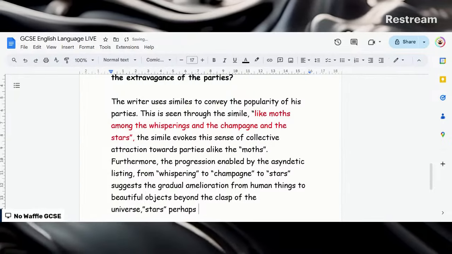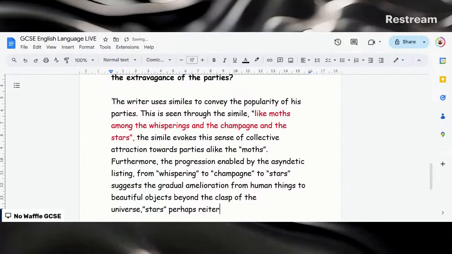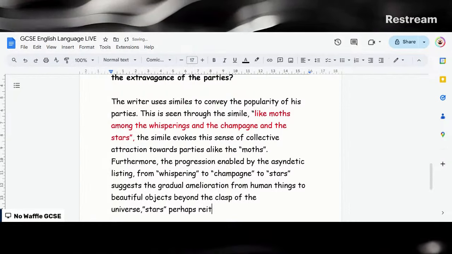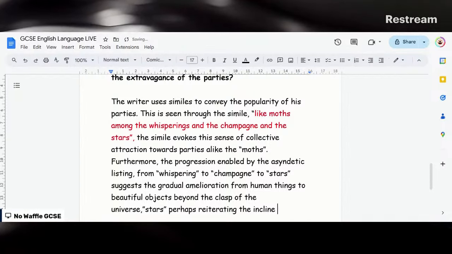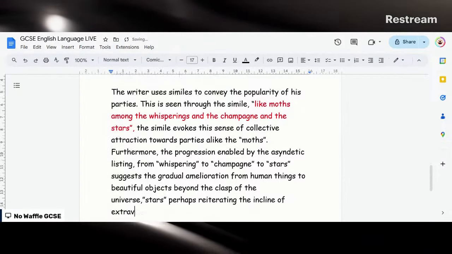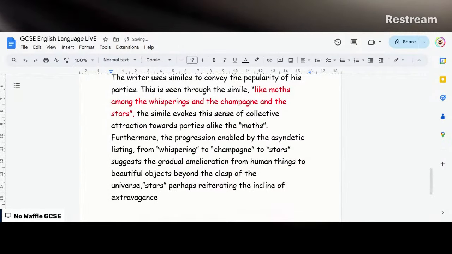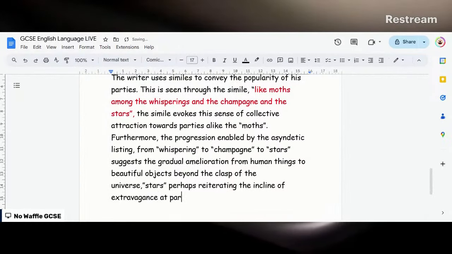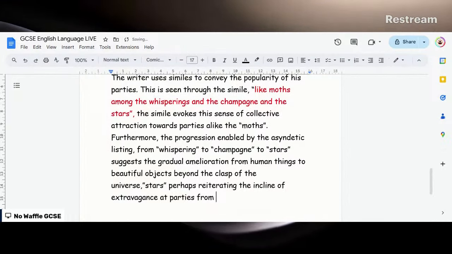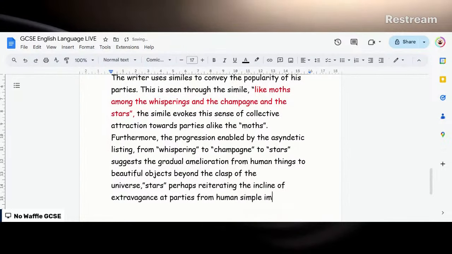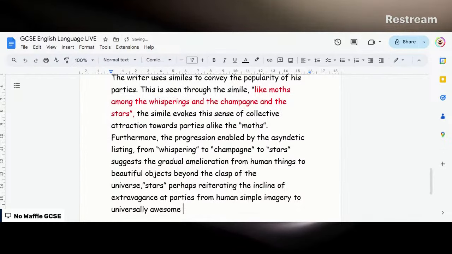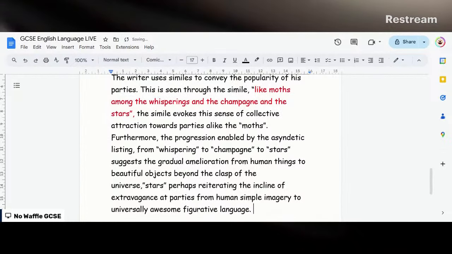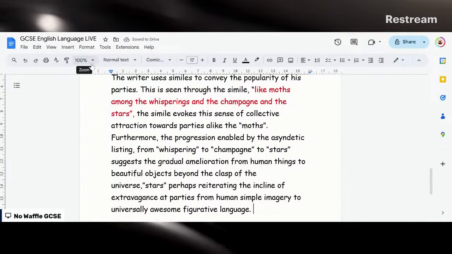Perhaps reiterating the incline of extravagance, so we're using the words in the question, perhaps reiterating the incline of extravagance at parties from human simple imagery to universally awesome figurative language. Okay, so that is my first point, my first paragraph.